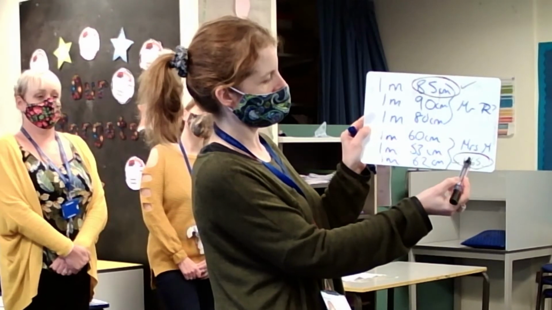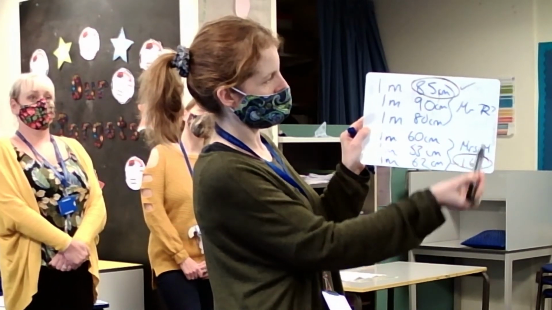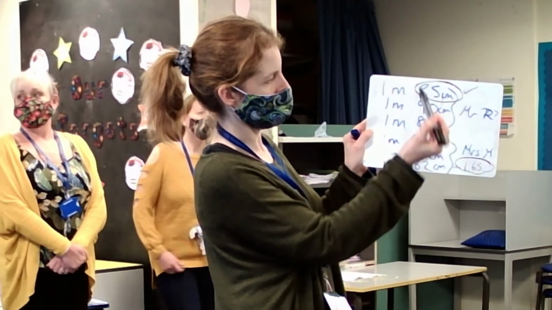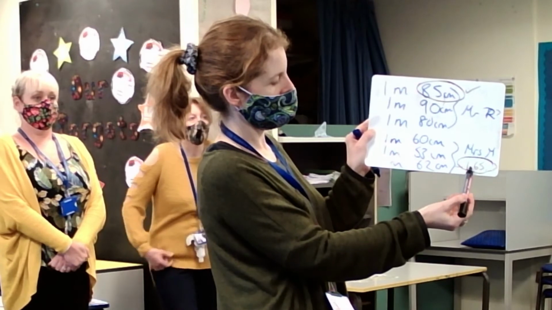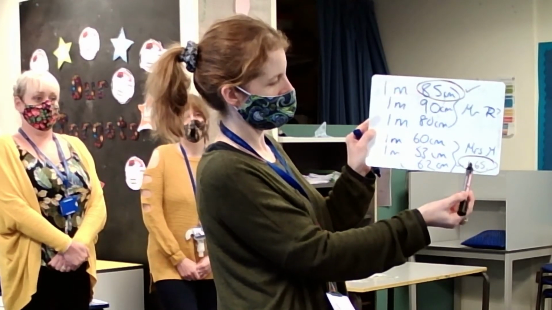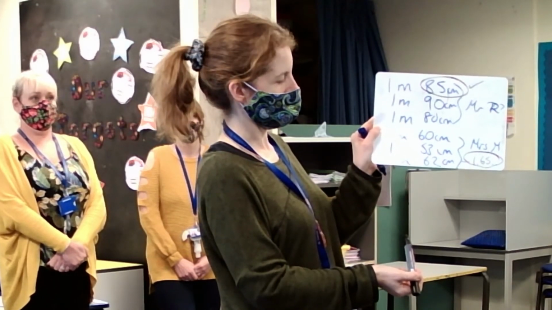So, if Mr. Rowland is 1 meter 85, and Miss Morgan is 1 meter 65, what's the difference between Miss Morgan's height and Mr. Rowland's height? So how much taller is Mr. Rowland than Miss Morgan? Or if you like, how much shorter is Miss Morgan than Mr. Rowland? Have a think for a minute. See if you can work it out.